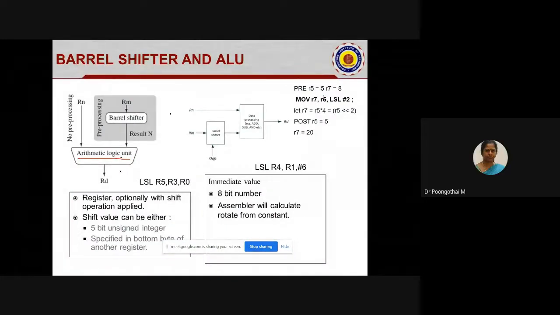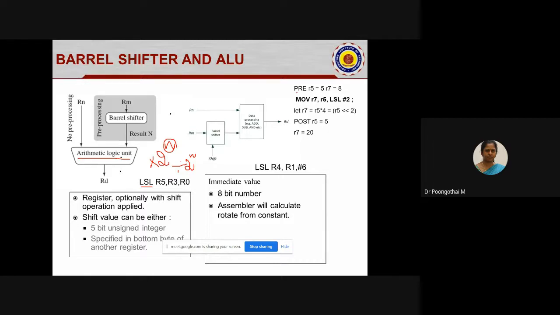See, look at this. Your left shift is nothing but multiplying the content by 2 power n, where n represents the number of shifts. So logical left means multiply by 2 power n. Logical right means divide by 2 power n. Okay, look at this example.